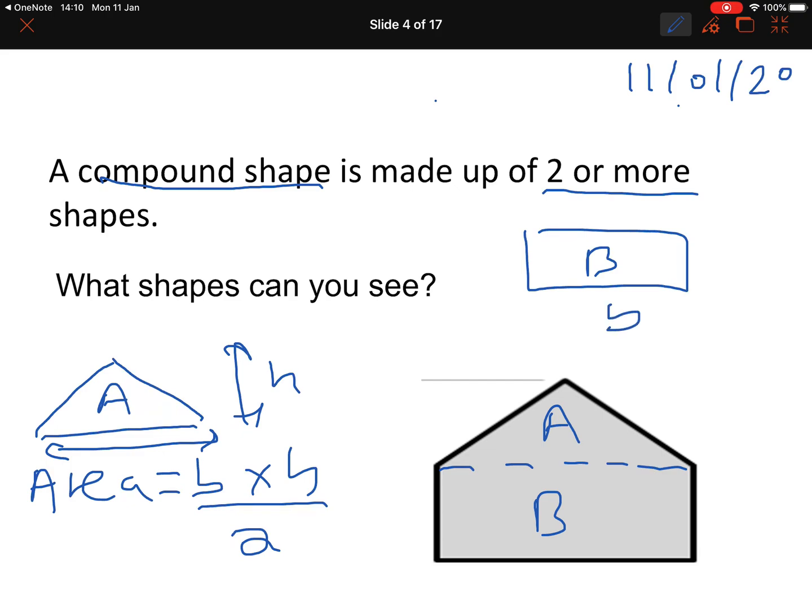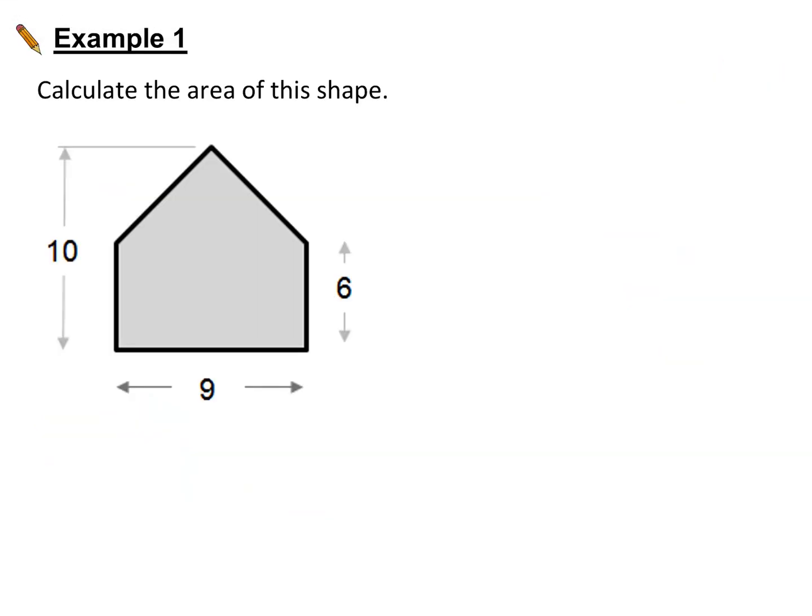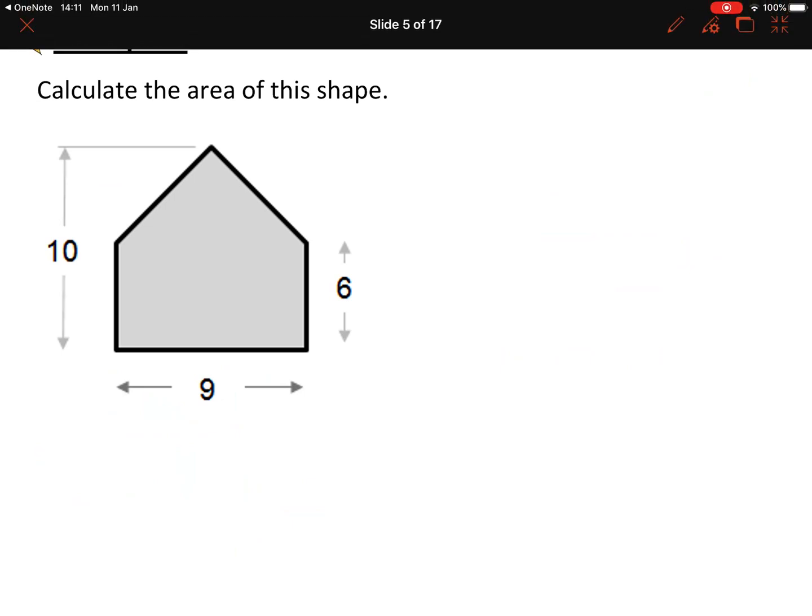If you were to find the area of B, that's your base and that's your height. So the area is just base times height or length times width. We only need to halve it if we're finding the area of a triangle. So just be aware, because these things will come up. So let's look at an example then. Can we copy this down and call it example number 1?